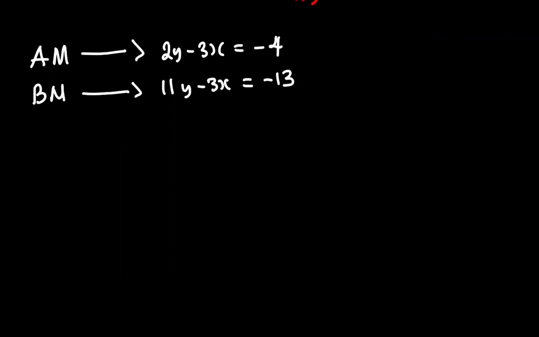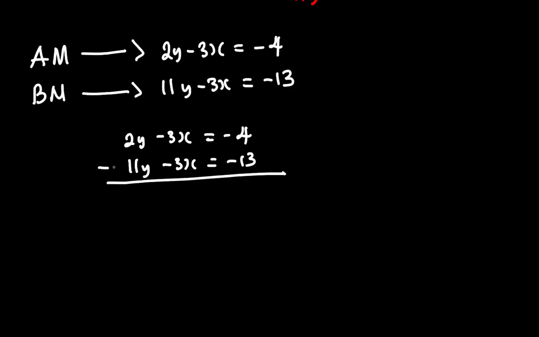So we are going to work it out simultaneously. Now I'm bringing the two equations. I have 2y minus 3x is equals to minus 4. I have 11y minus 3x is equals to minus 13.